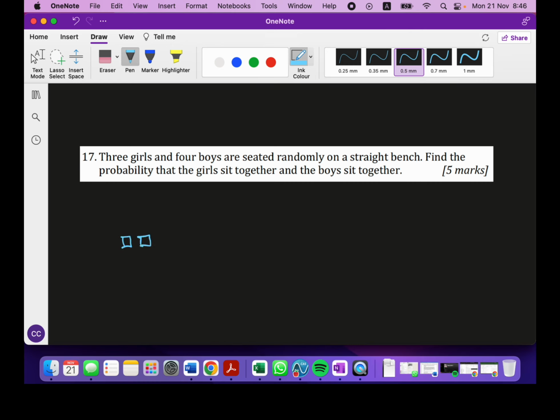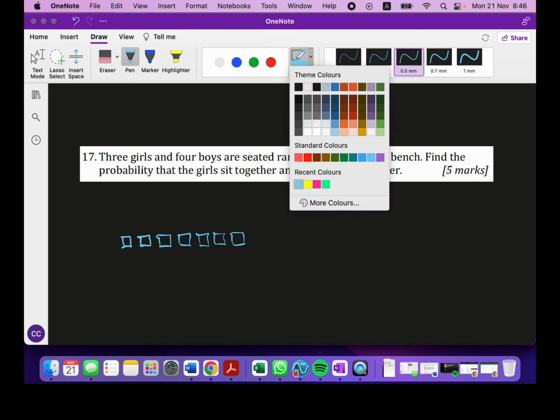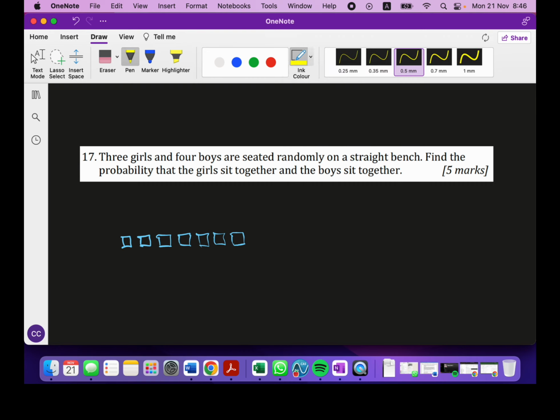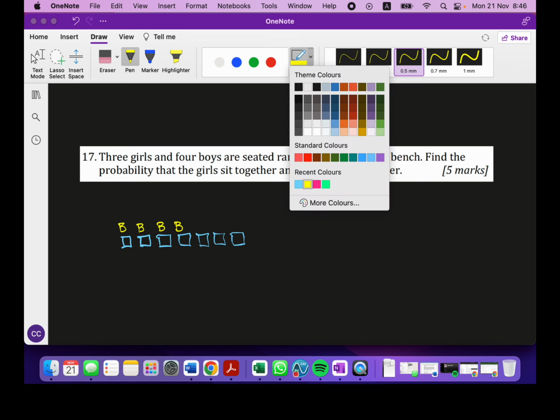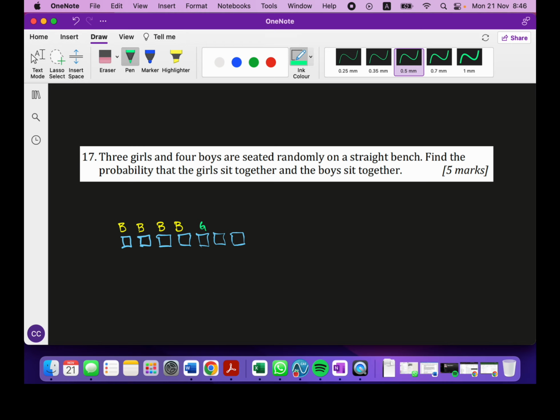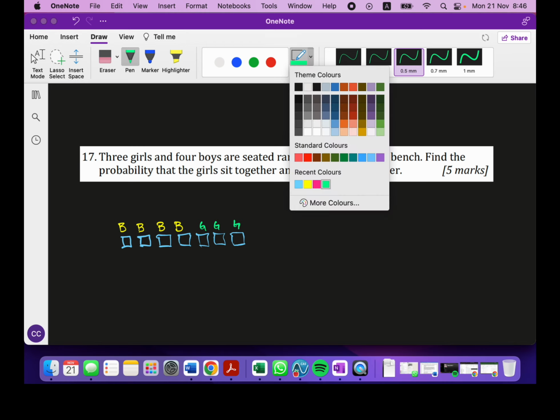So I'm going to draw our scenario. We've got three girls, four boys. All right. So we have seven seats on the bench. In order for all of the boys to sit together and all the girls to sit together, for that situation to happen, we would have to have boy, boy, boy, boy, and then girl, girl, girl. So that's one way that we could make this happen.